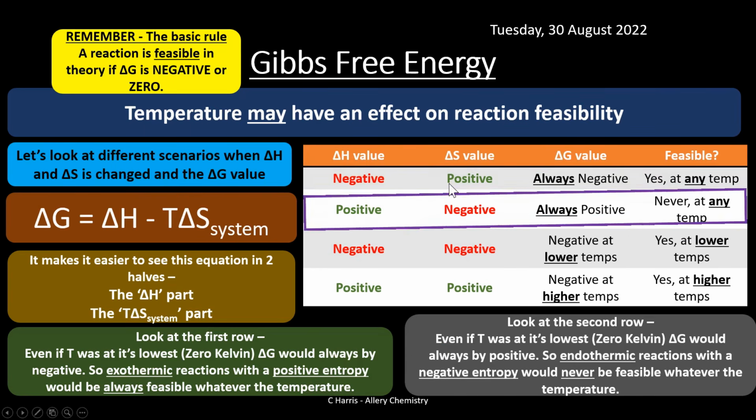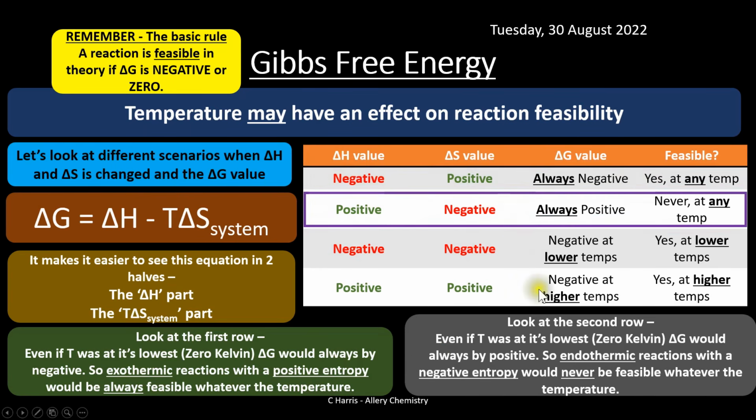So let's look at this second row. Now with this second row, this time we're going to say delta H is positive, so that's an endothermic reaction. That's not feasible, that's not possible. Enthalpically, it's not favorable. Entropically, your entropy is negative, so that isn't feasible here. So this is basically saying, right, that's not feasible, that's not feasible.